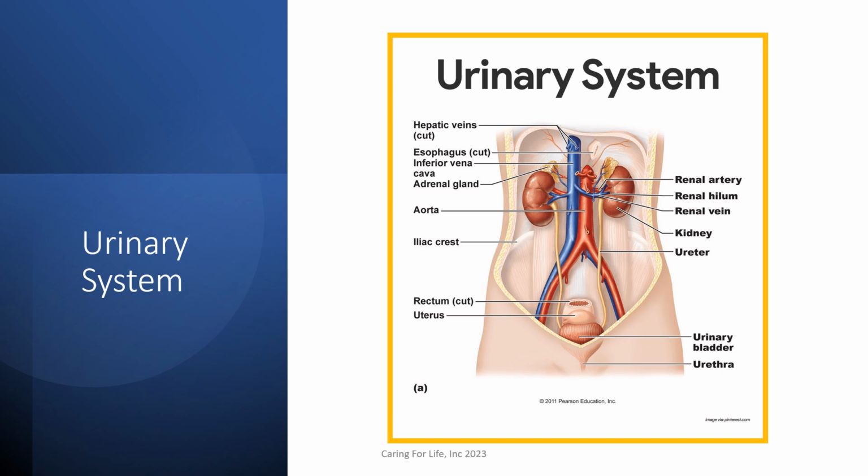Next, we have the urinary system, which is primarily responsible for filtering blood in order to remove waste products. The waste is then prepared for elimination by combining it with water to form urine. And urine is produced in the kidneys and then stored in the bladder to await elimination.